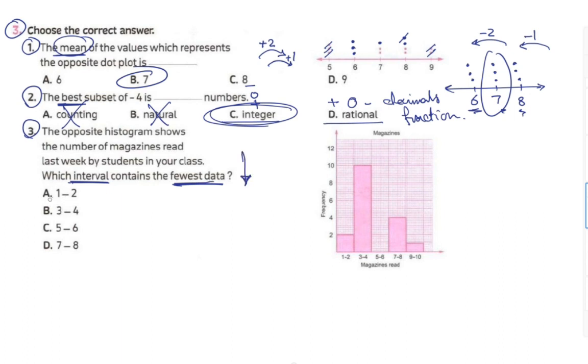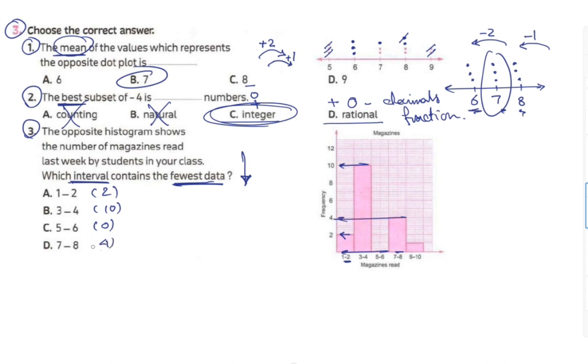Now I have the first choice, 1, 2. Where is 1, 2? Here. What's the frequency? 2. 3, 4. What's the frequency? 10. 5, 6. What's the frequency here? 0. 7, 8. What's the frequency here?